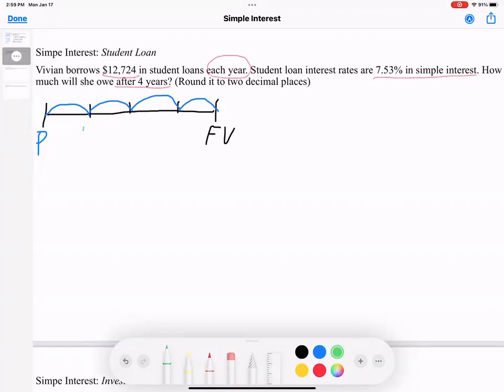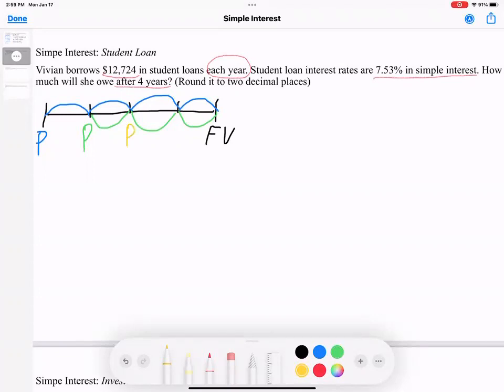And for the second year she borrowed the money again, $12,724 again, and she needs to pay 1, 2, 3 interest payments at the end of the fourth year. She needs to pay 3 interest payments annually up to the last year.